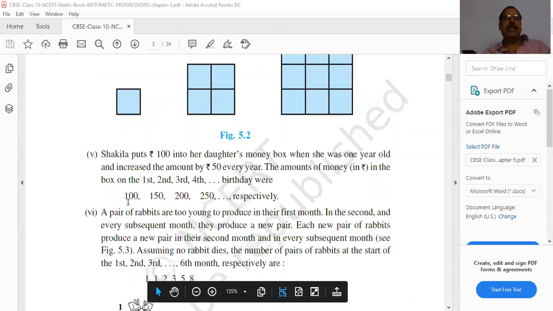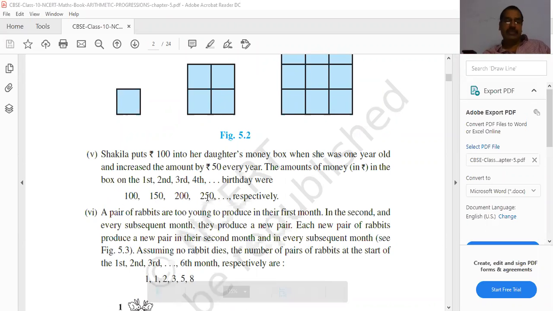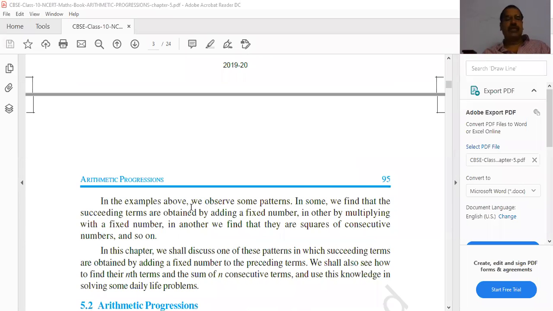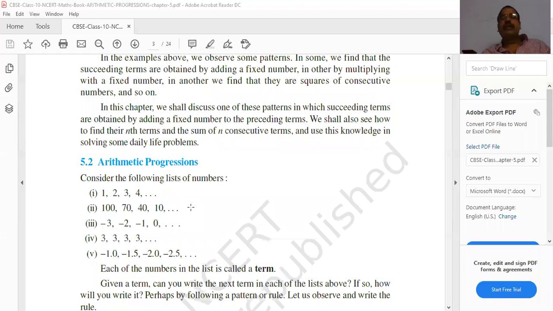Here I see 100, 150, 200, 250. Yes, this is in AP, increasing by 50. And the next one is 1, 1, 2, 3, 5, 8. See, this is also not in order. 1 plus 1 is 2, 2 plus 1 is 3, 3 plus 2 is 5, 5 plus 3 is 8. So not in AP.